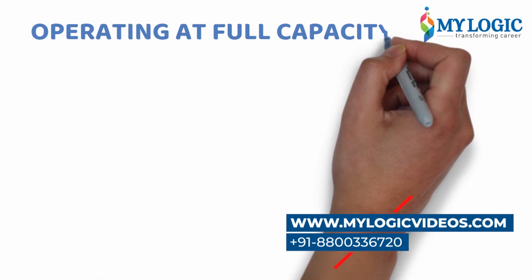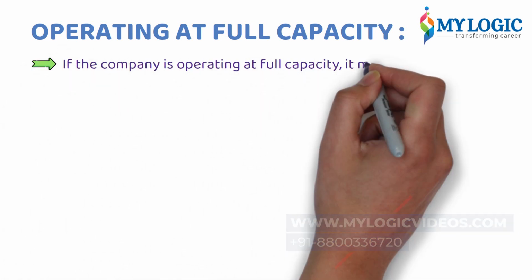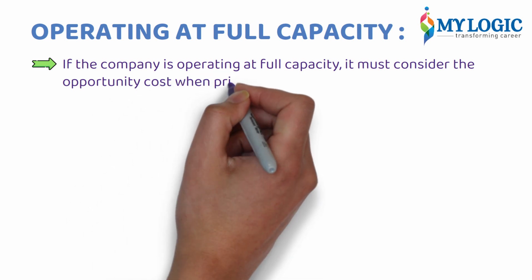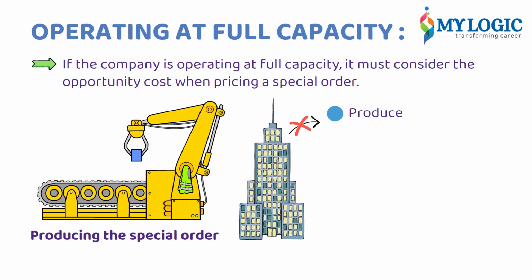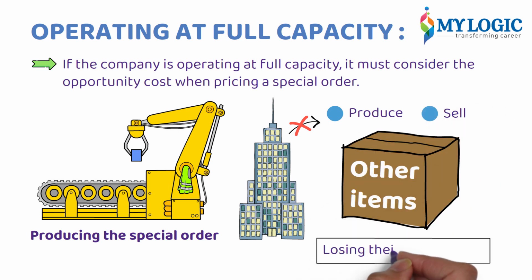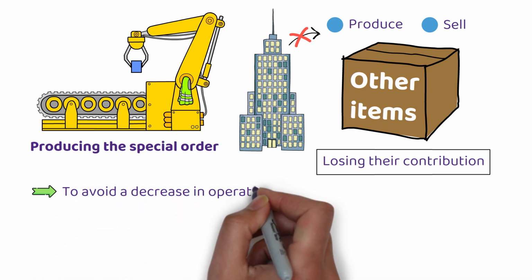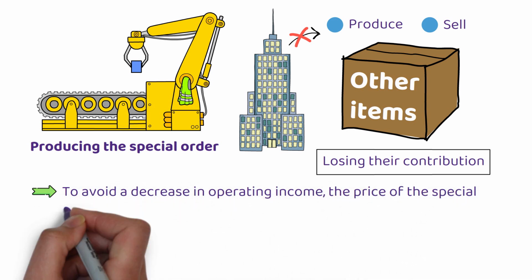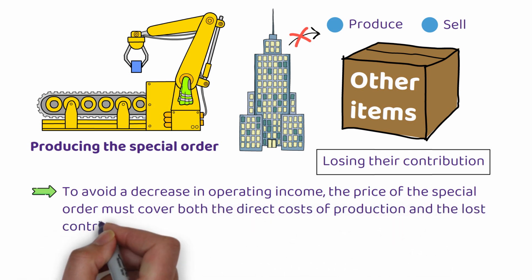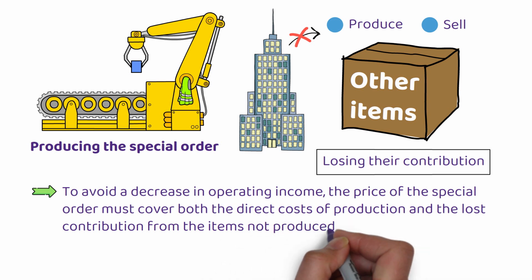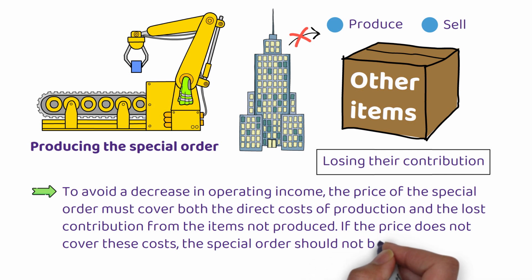Operating at full capacity. If the company is operating at full capacity, it must consider the opportunity cost when pricing a special order. Producing the special order means the company cannot produce and sell other items, losing their contribution. To avoid a decrease in operating income, the price of the special order must cover both the direct costs of production and the lost contribution from the items not produced. If the price does not cover these costs, the special order should not be accepted.